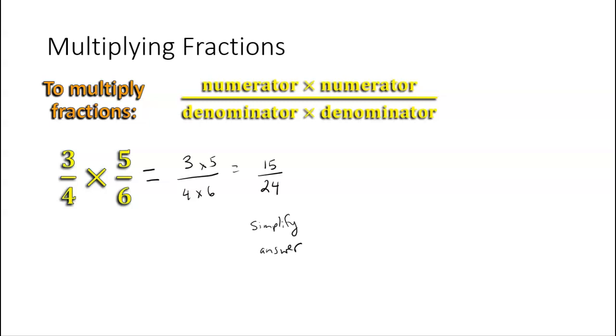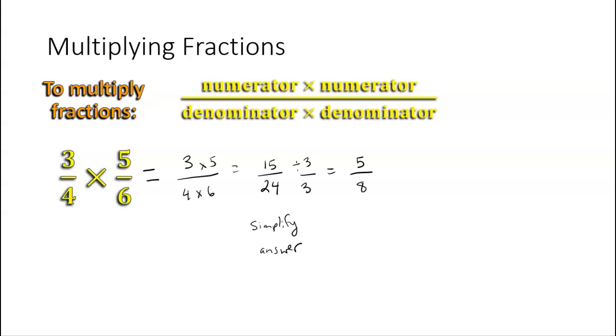Okay, and so I noticed that 15 and 24, right? Those are both numbers that are in the multiples of 3. So I could go one step further and I can divide the top and bottom by 3. So again, I'm dividing it by a fraction of 1. So 15 divided by 3 would give us 5, and 24 divided by 3 would give us 8.